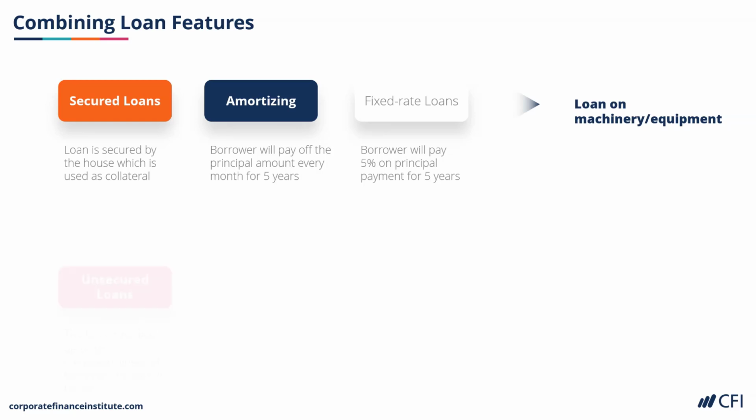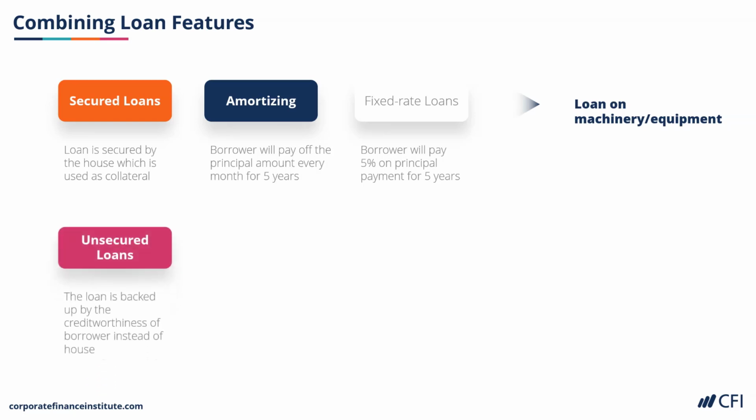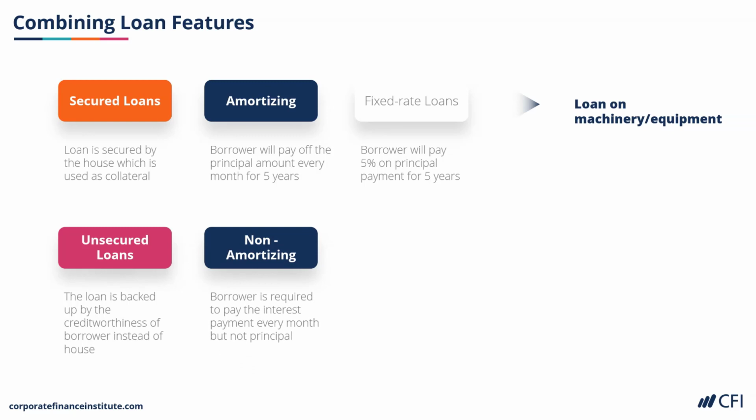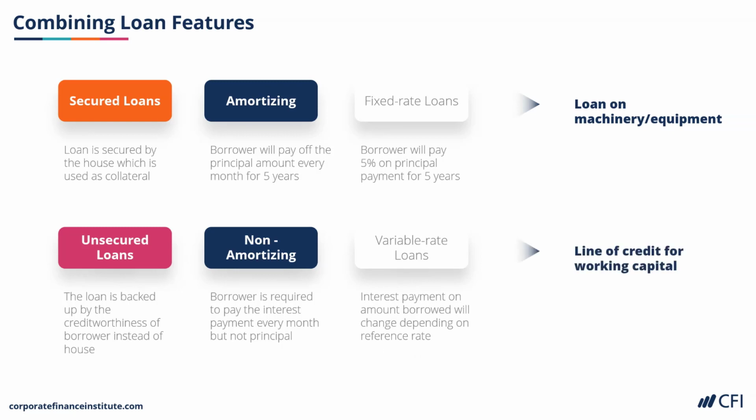Let's look at another example. This time, an unsecured loan is just backed by general creditworthiness. Non-amortizing, meaning it's just interest that's paid and not principal along the way. And the rate is variable as opposed to fixed. In this case, a company could apply for a line of credit for working capital purposes. You can probably imagine how there are many different combinations of these features that lenders can use to create customized products.